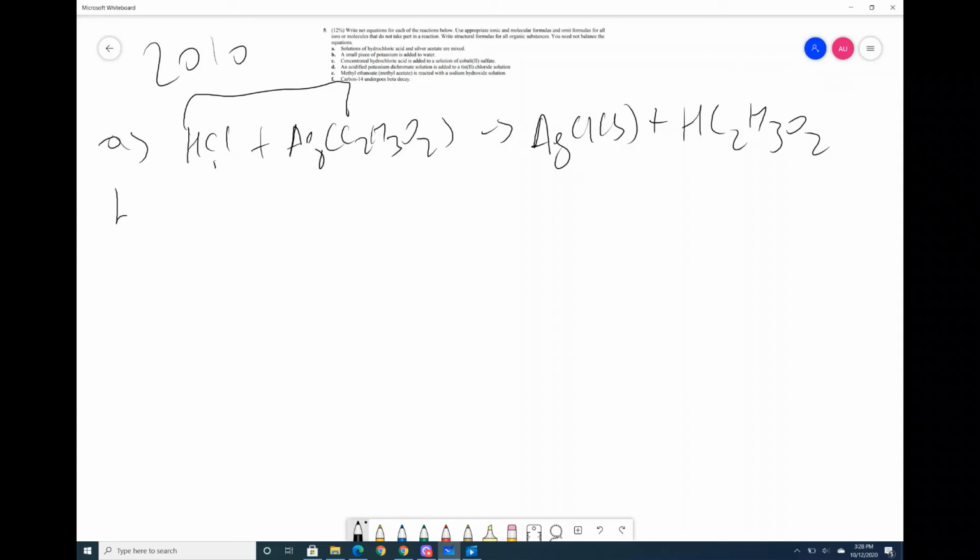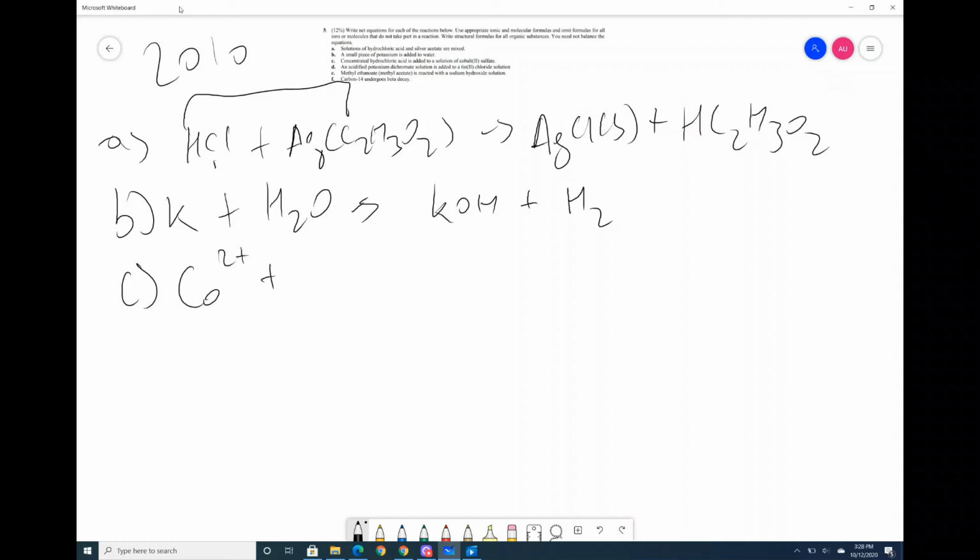A small piece of potassium is added to water. I just taught you guys this, so it's potassium hydroxide plus H2 gas. Simple. Concentrated hydrochloric acid. Oh, so this is a complexation reaction, right? So cobalt 2 plus 4Cl will give you aqueous complex. I think it's easy. So this is a complexation.